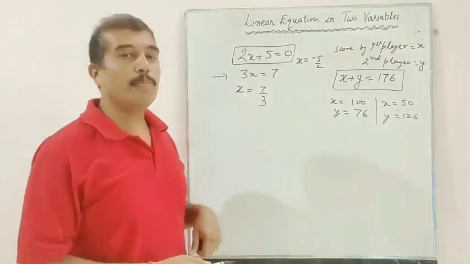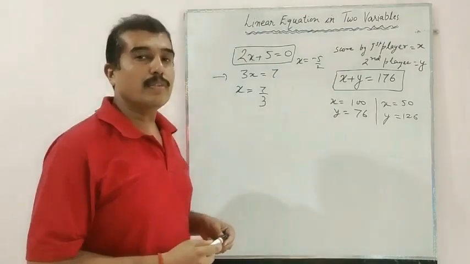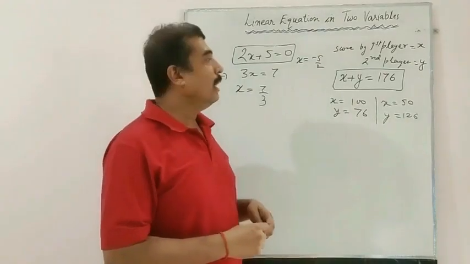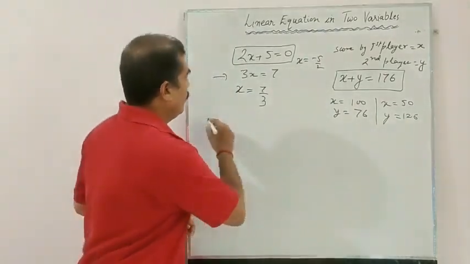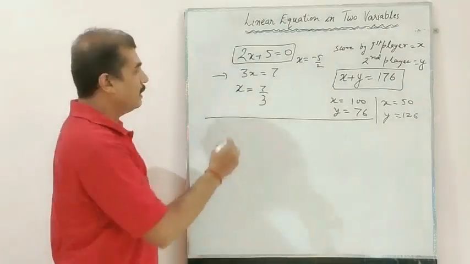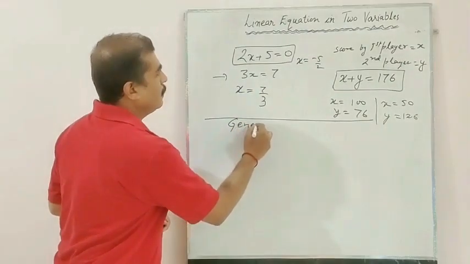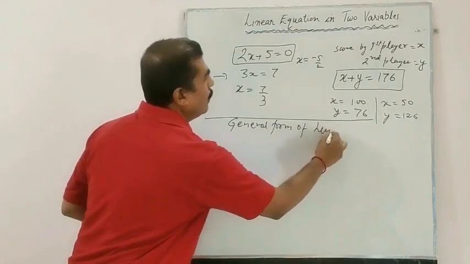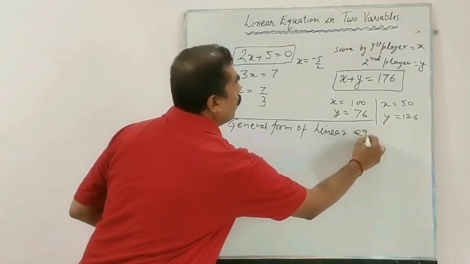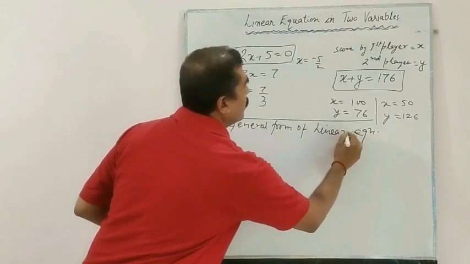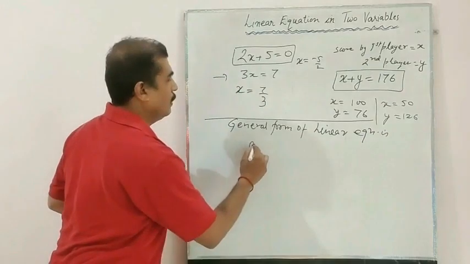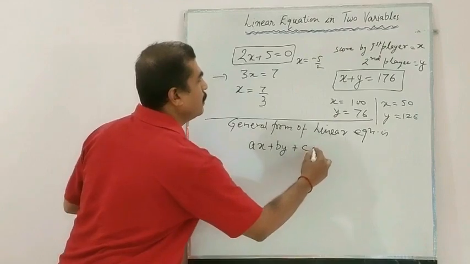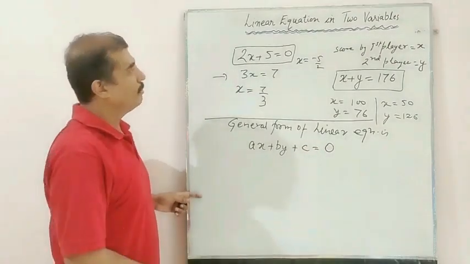Now before we proceed further towards finding the solution of a linear equation, we want to see how a linear equation should be represented. That means the general form of a linear equation is ax plus by plus c is equal to 0.